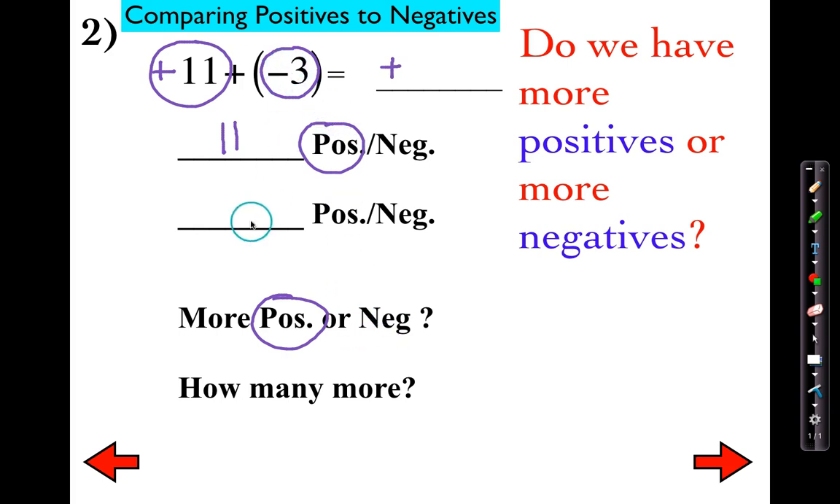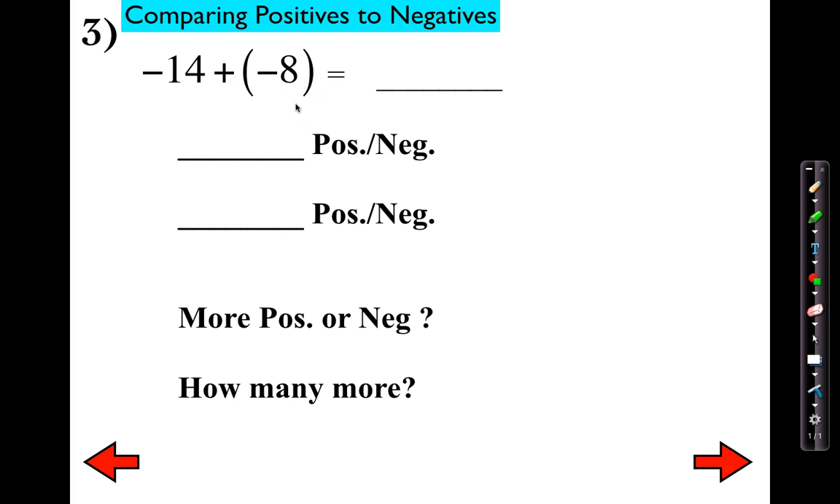And how many negatives are there? There are 3 negatives. Well, how many more positives are there than negatives? Well, if there's 11 positives and 3 negatives, I would say there are 8 more positives than there are negatives. So my answer is +8. Okay, so now this one's a little bit different. So let's try this one.